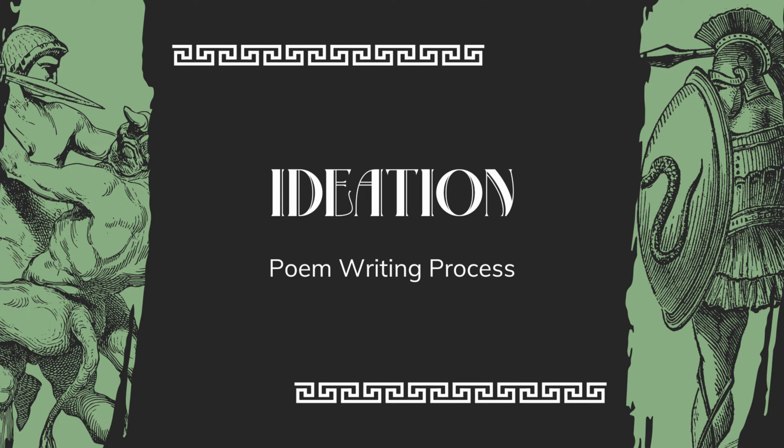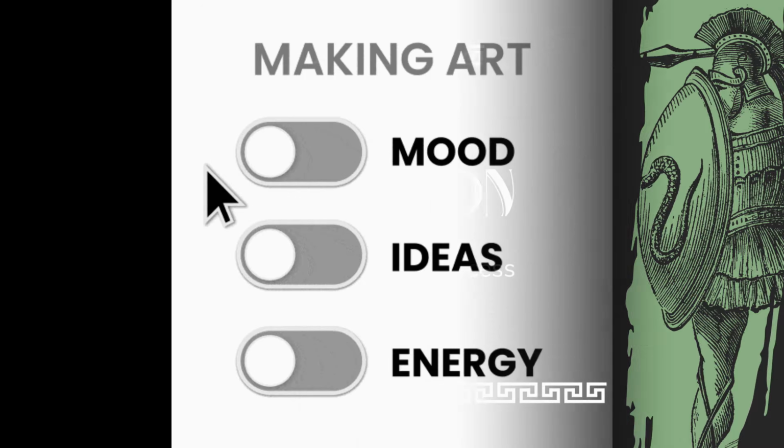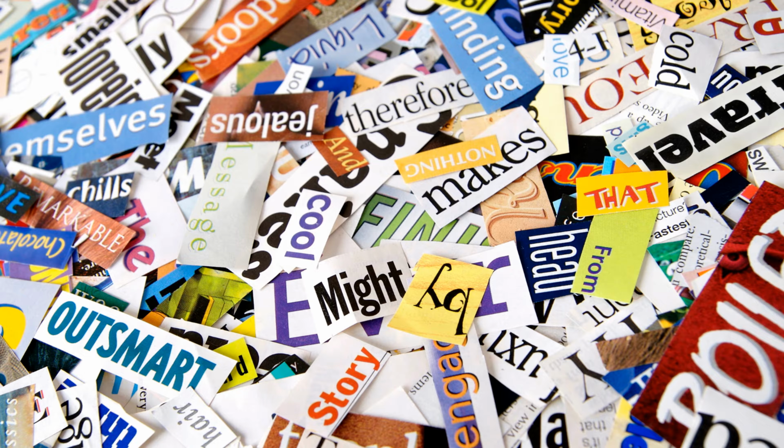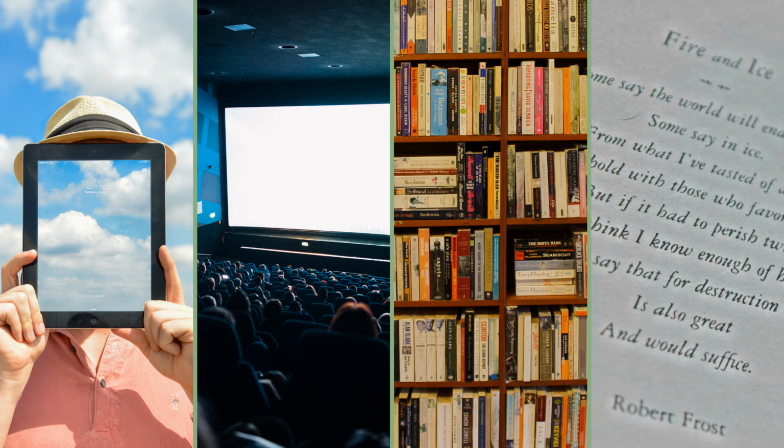Beginning with step 1, ideation. There are many ways to generate ideas for your poem. Still, I suggest beginning with a list of words or phrases, or drawing inspiration from various subtle sources, whether in real life or from media like movies, books, or poems. Then write it down as soon as possible.